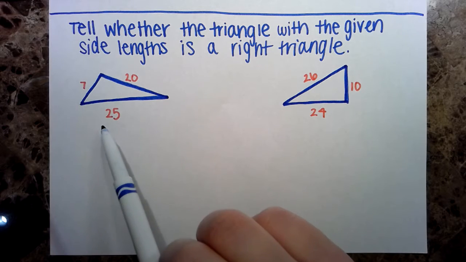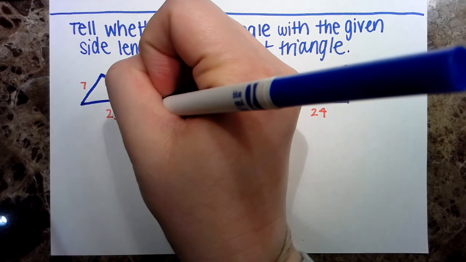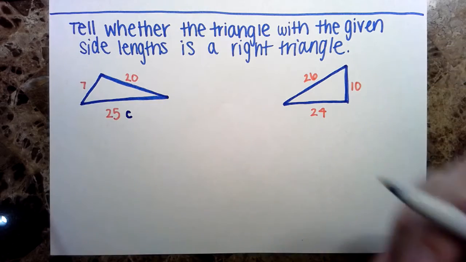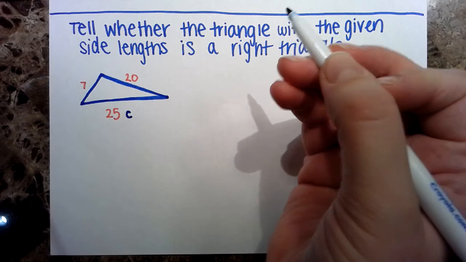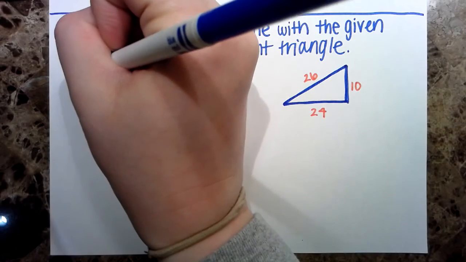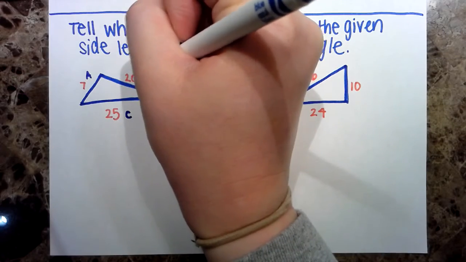Now, I will let you know that you have to figure out which one's the hypotenuse. So the hypotenuse is always the longest side. So that means that 25 is your hypotenuse because that's your longest side. And then 7 and 20 are your legs. So it doesn't really matter if you use A or B. So I'm going to make this one A and this one B.